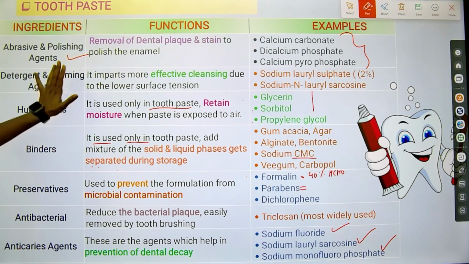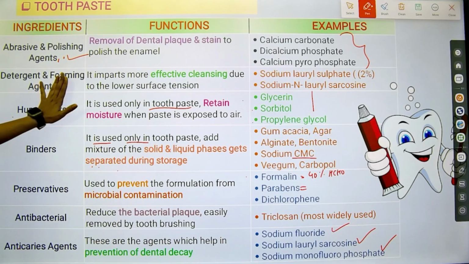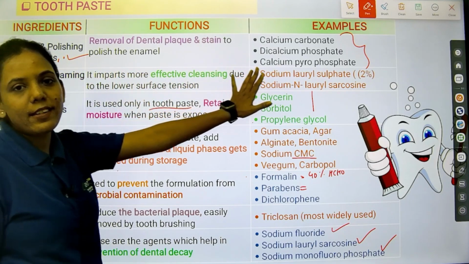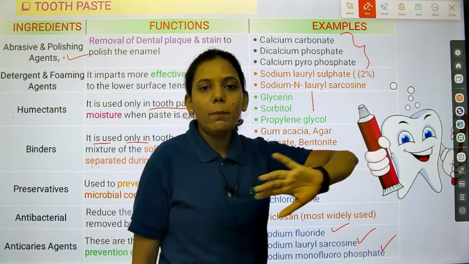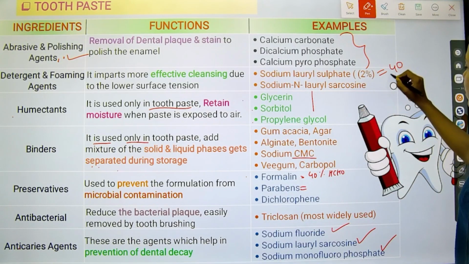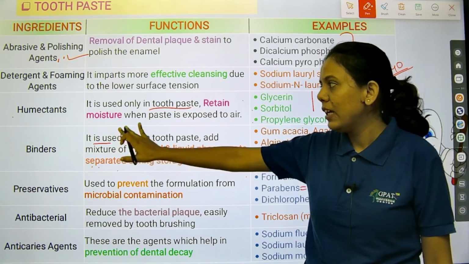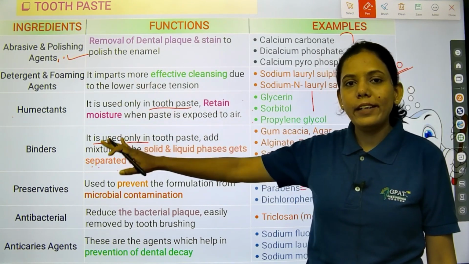Okay, so that was about abrasive and the polishing agent. We have seen about the foaming agents. Foaming agents have higher HLB. The HLB value of your SLS is 40. So generally higher HLB ingredients have the foaming capacity and lower HLB ones are the anti-foaming agents.